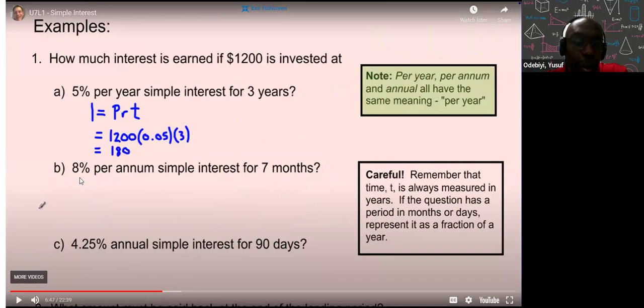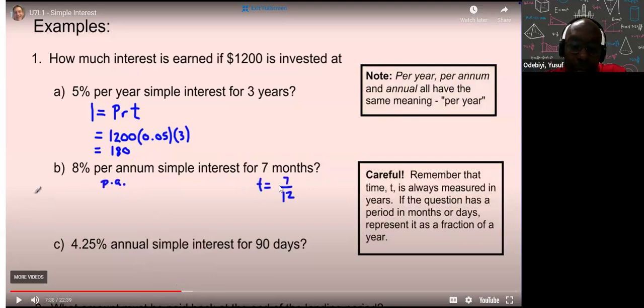Okay. Now the next question says it's 8% for 7 months. So now you have to put the 7 months. You've got to turn that 7 months into a fraction of years. That would be 7/12. So your time is 7/12. Your interest rate now is 0.08, and then you'll see how much.